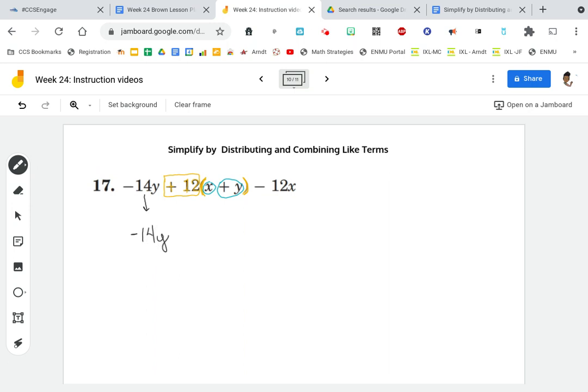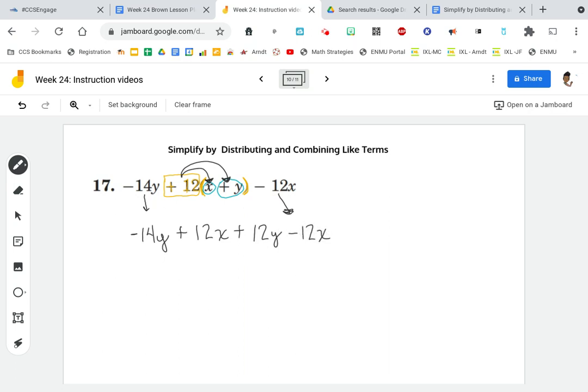Now I am distributing this positive 12 to this positive x. A positive times a positive is a positive, and 12 times x is 12x. And I also have to distribute this positive 12 to that positive y. A positive times a positive is a positive, and 12 times y is 12y. Now notice I did not do anything with this negative 12x, so I'm just going to bring that down.